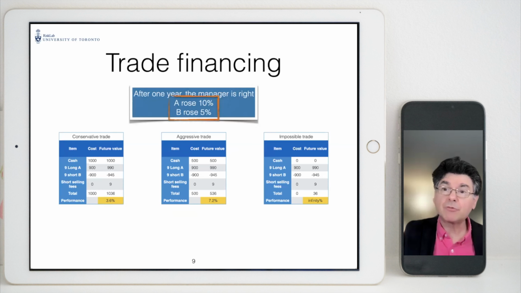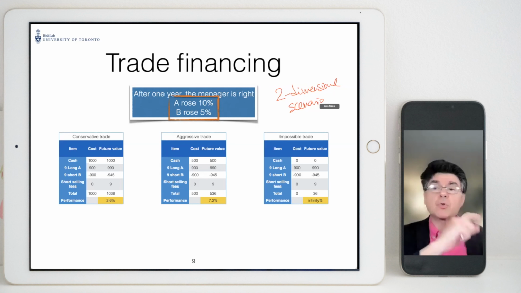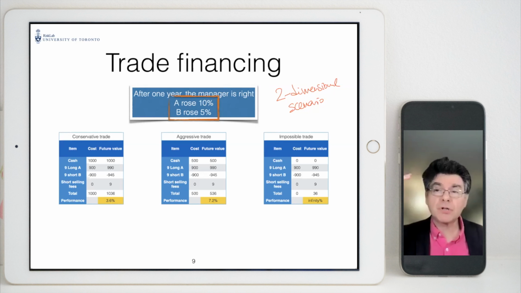But here we have two. This is a two-dimensional scenario. The previous ones were one-dimensional. When you go from 1 to 2 dimensions, things change. We saw that last week, and I was going to do more of that this week. That's where I decided to stop, and I will do that next week.